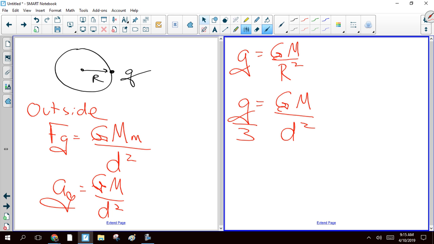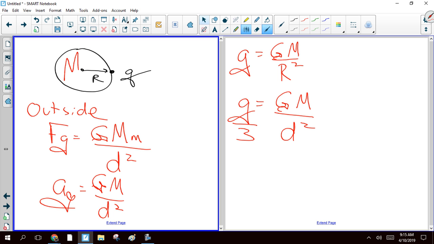Although in this problem, the capital R is a fixed value, right? Right here, capital R represents the radius of this planet that the problem is about, and capital M represents the mass of that planet. Everybody good up to there? All right, so the question is, what fraction of R does d have to be to make this g over 3?